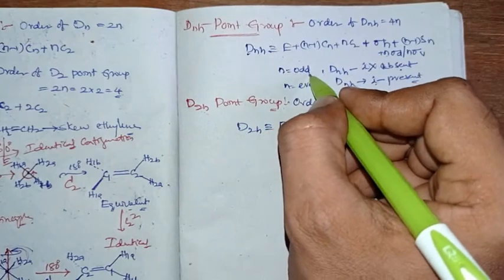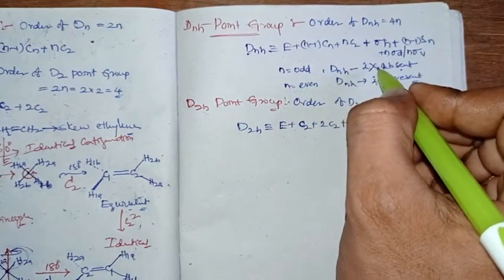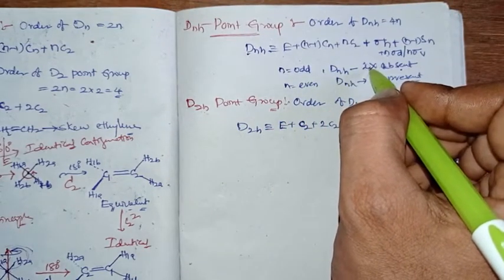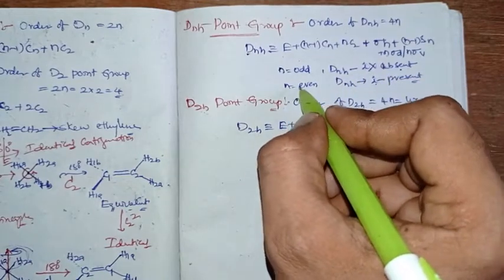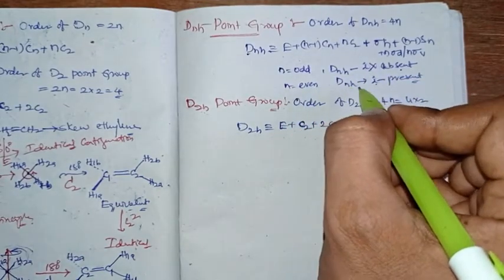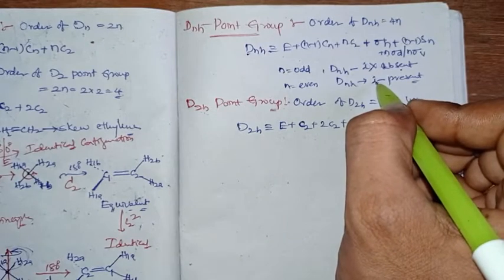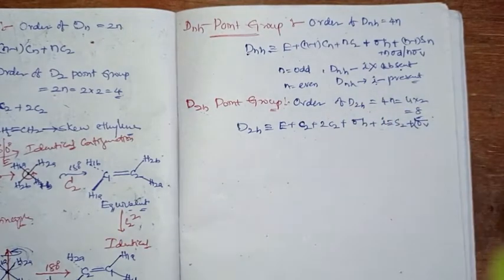When n is odd, the D_nh point group will have the absence of an inversion center. When n is an even number, the D_nh point group will have an inversion center present, right?